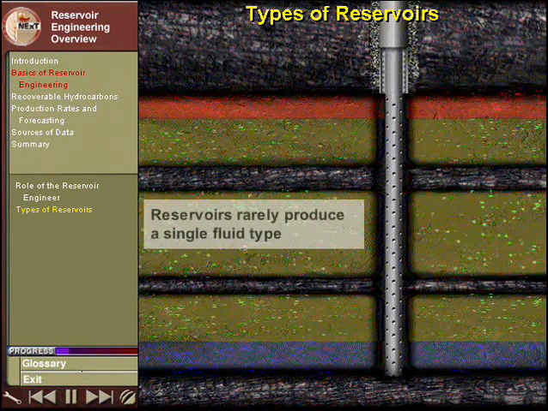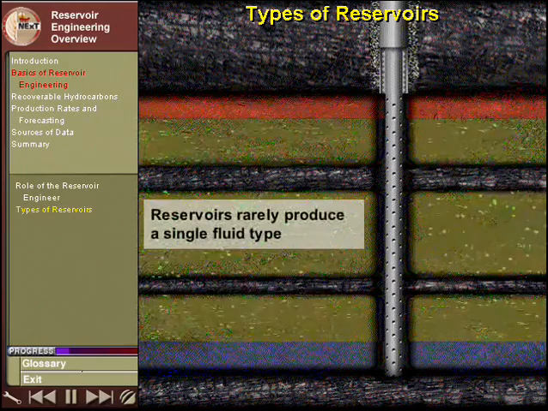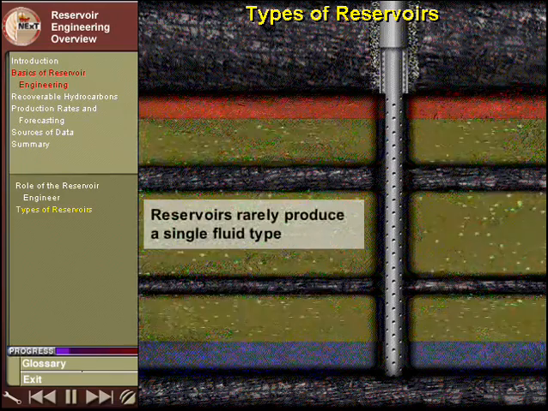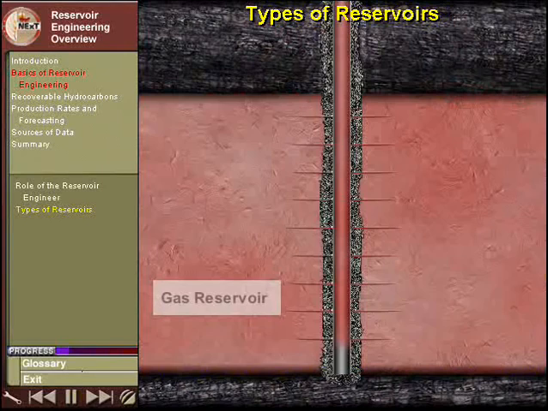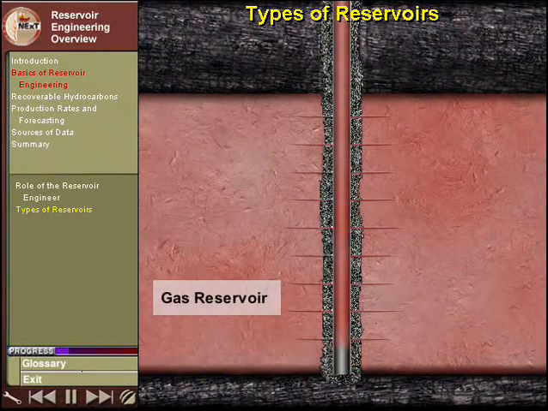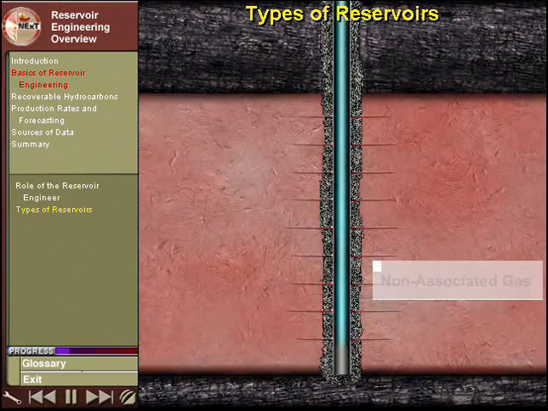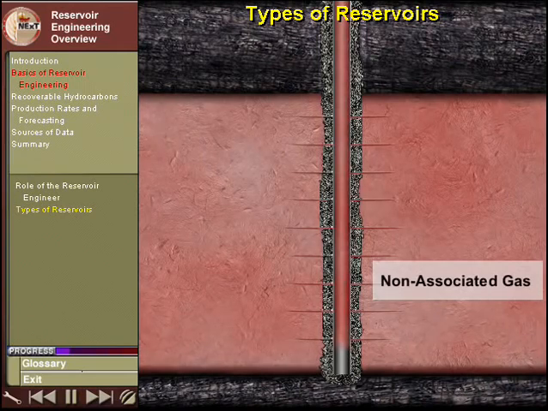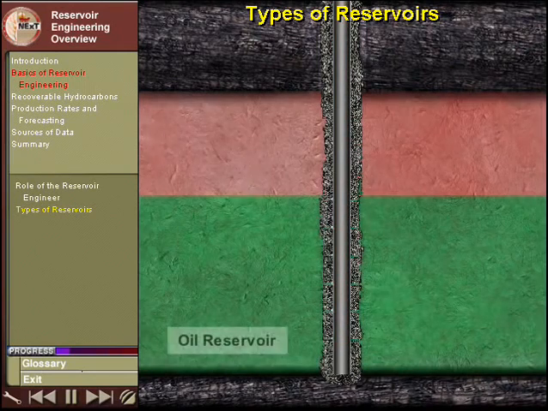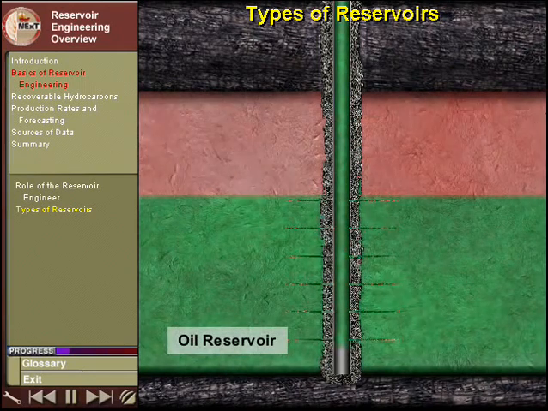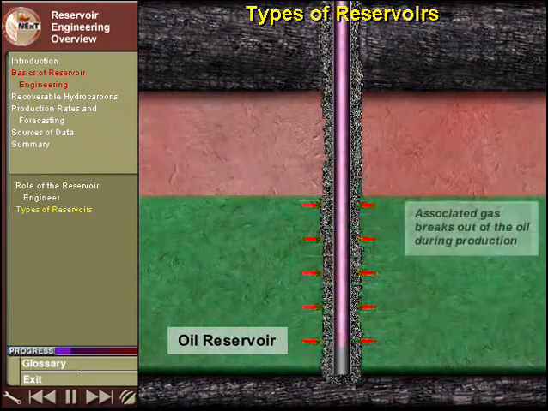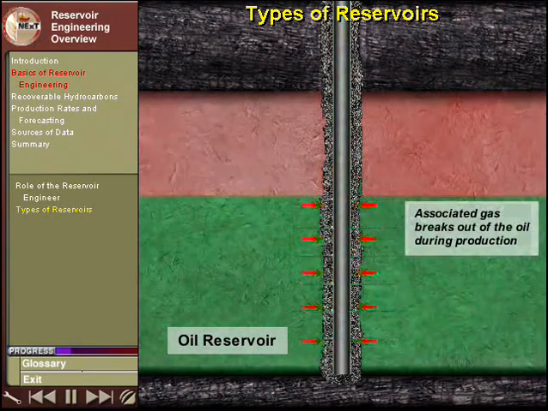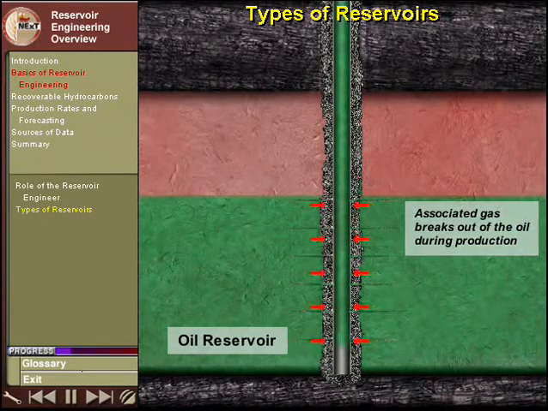A reservoir can produce gas, oil, or both. Water is also likely to be produced. A gas reservoir is one in which the predominant product is gas. This gas is called non-associated gas. An oil reservoir produces primarily oil. The gas that is produced from an oil reservoir is termed associated gas because it is associated with oil.